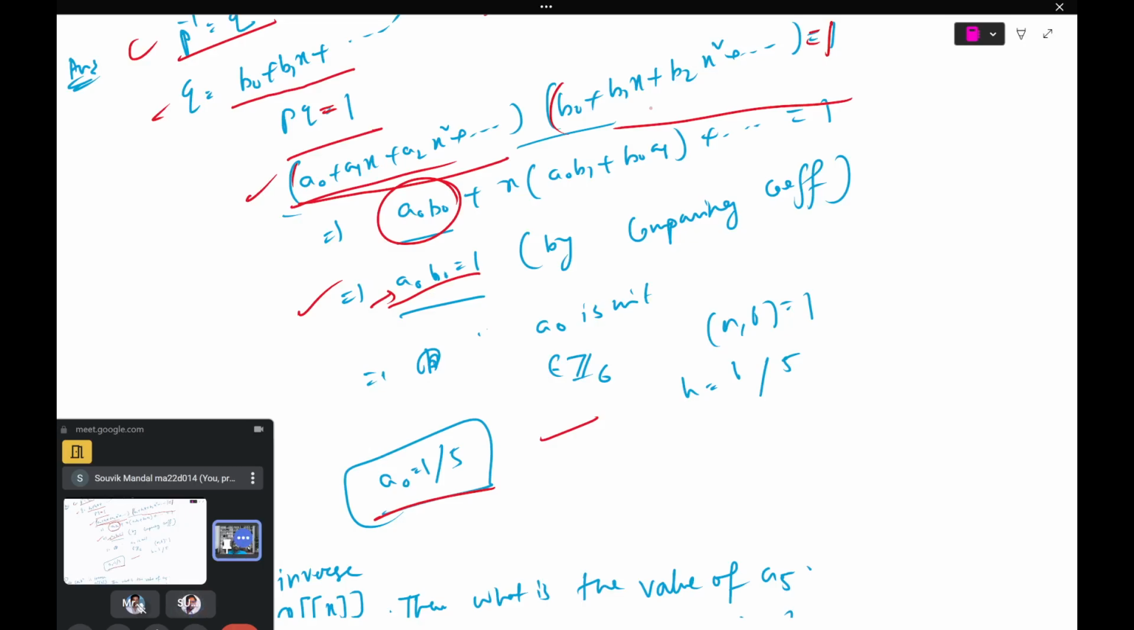So this implies what? A0 is a unit, and it belongs to Z6. So in Z6, what are the units? Only the coprime elements, so only 1 or 5. So the only possibility of A0 is either 1 or 5. This is the process of solving this problem. You understand the way? Okay.